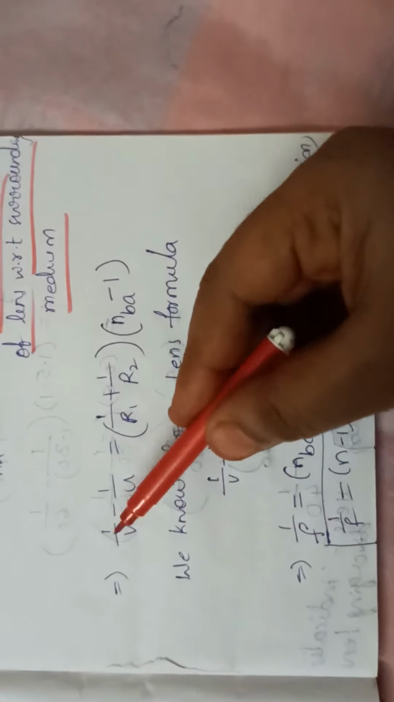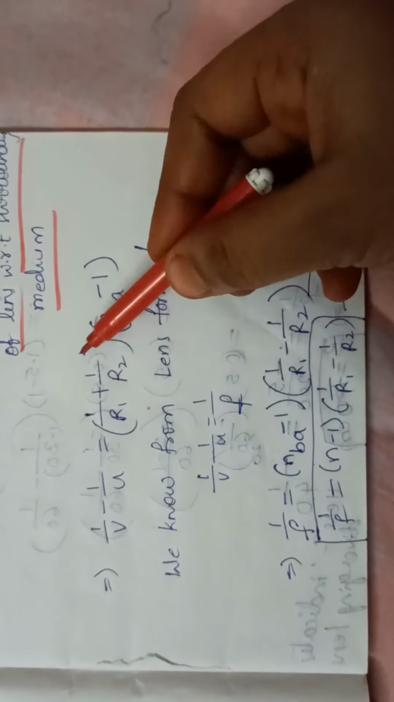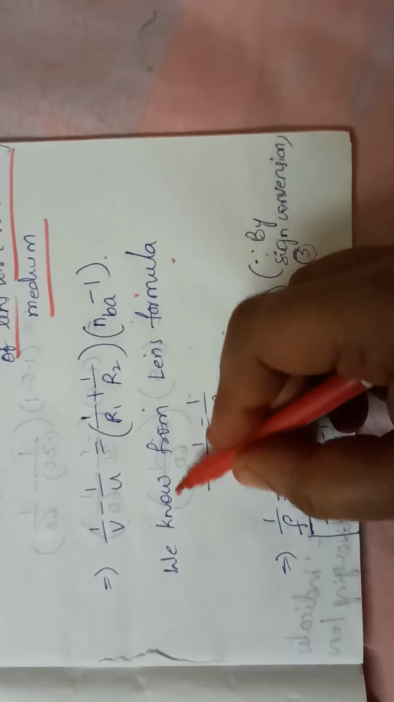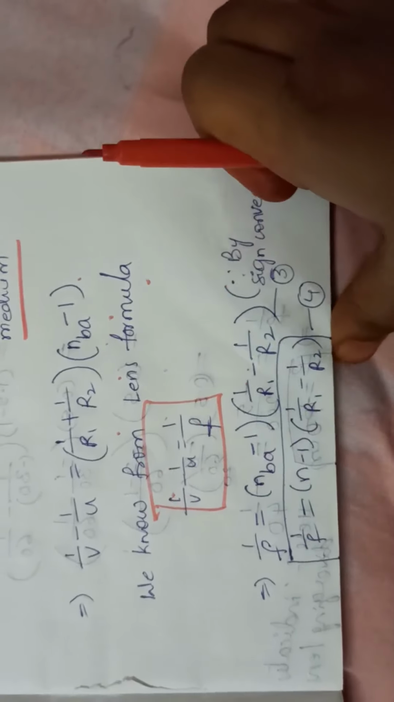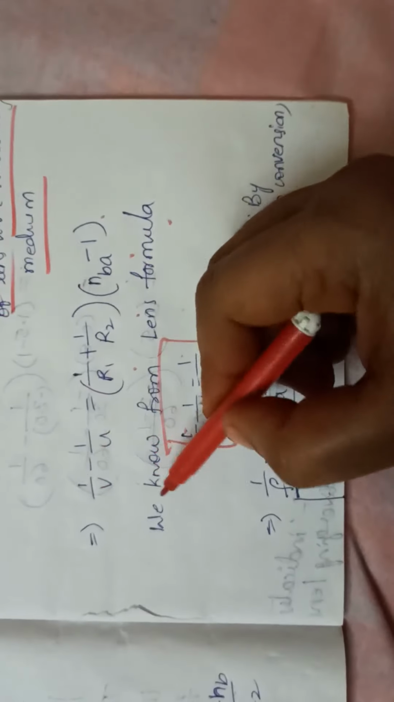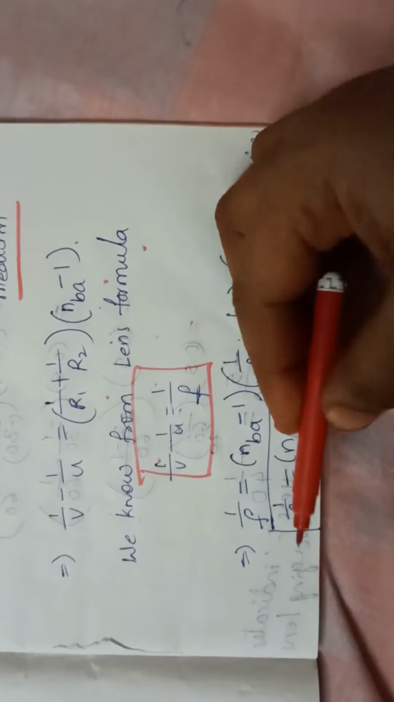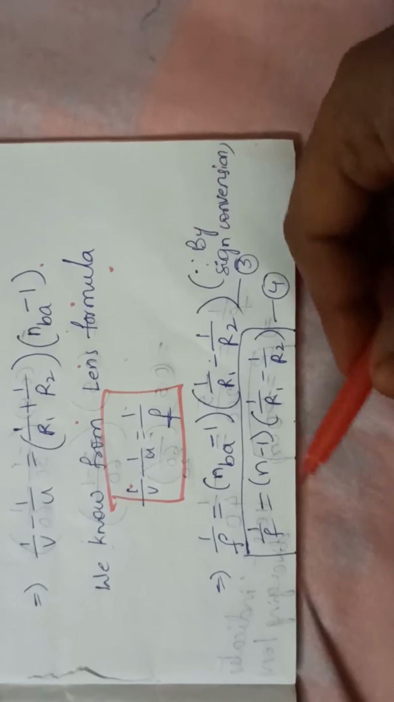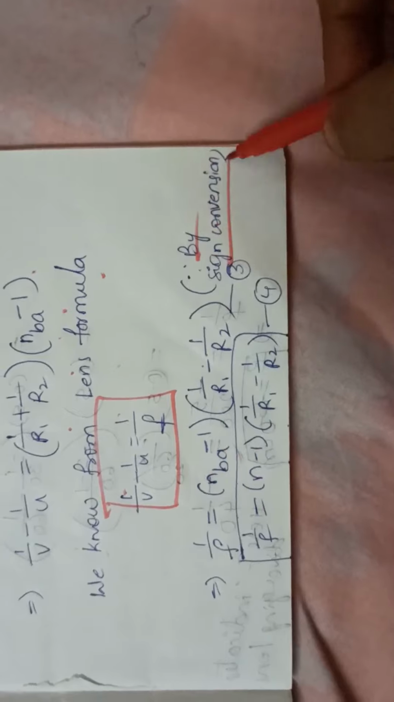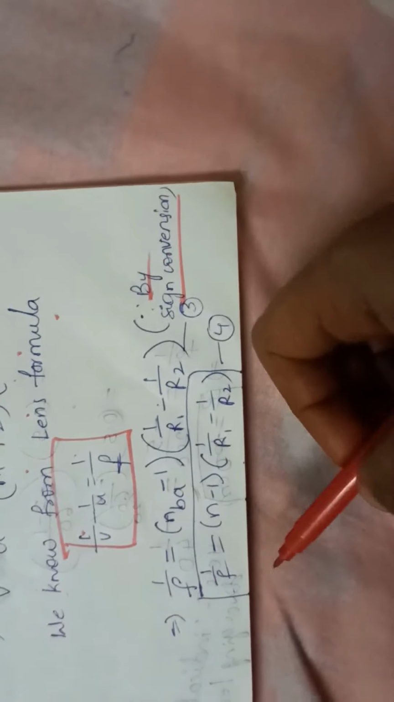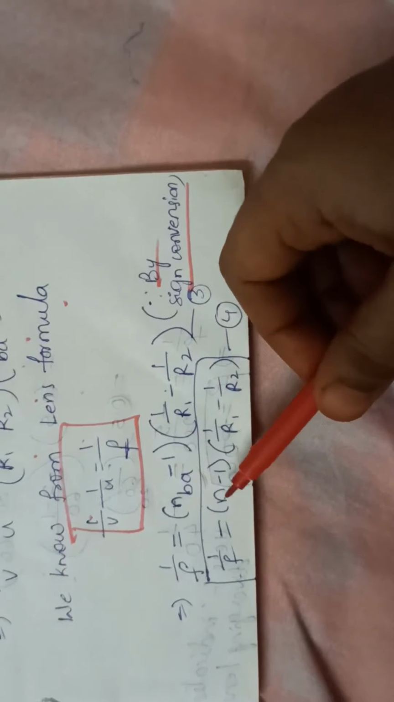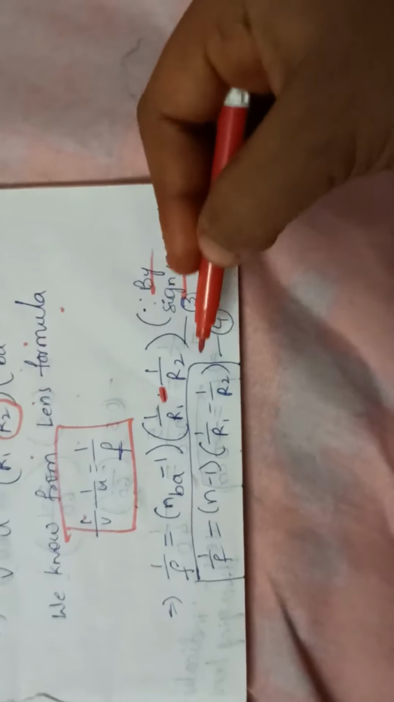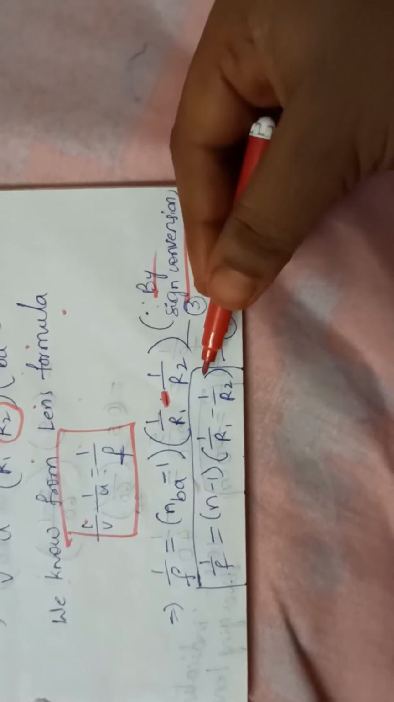I think you got this. 1 by V minus 1 by U is equal to 1 by R1 plus 1 by R2 into NBA minus 1. We know this is the lens formula, children, which we are using. In the place of 1 by V minus 1 by U I am substituting 1 by F. So 1 by F is equal to N minus 1 into 1 by R1 minus 1 by R2. In the place of NBA I am writing N, and by sign convention in the place of R2 we are taking minus R2.